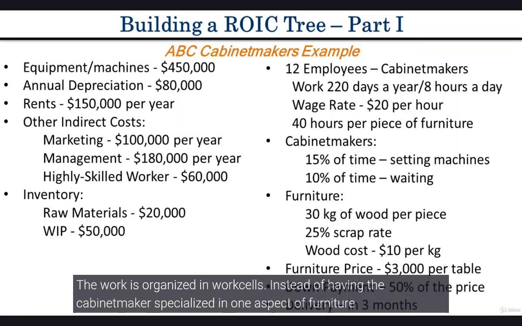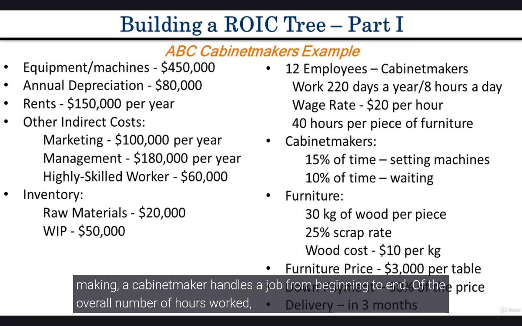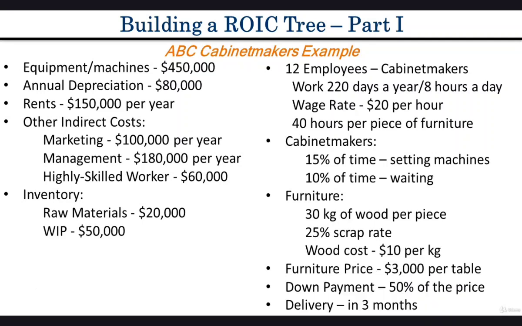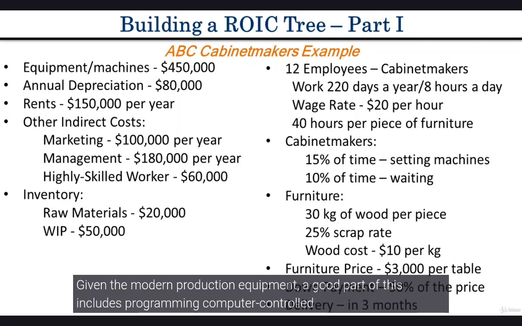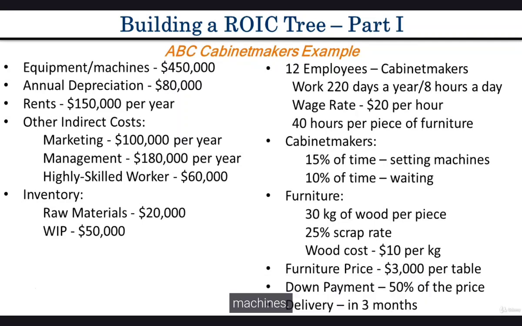The work is organized in work cells. Instead of having the cabinet maker specialize in one aspect of furniture making, a cabinet maker handles a job from beginning to end. Of their overall number of hours worked, cabinet makers spend about 15% of their time building fixtures and setting up machines. Given the modern production equipment, a good part of this includes programming computer-controlled machines.